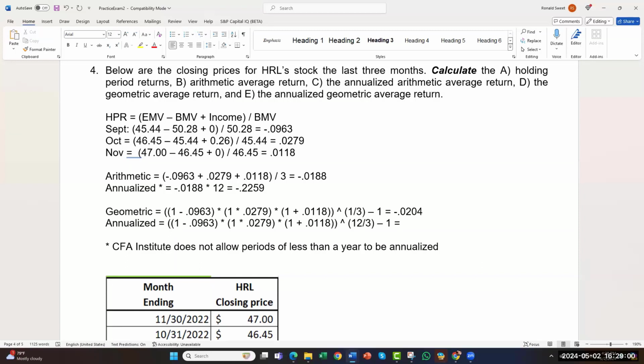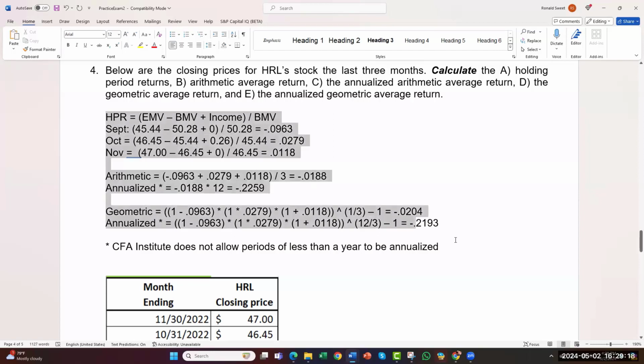This one can be higher or lower than the geometric. I mean, the arithmetic, it doesn't really matter. In this case, it's actually higher, but that's not really key. And the annualize here, same thing. That's where the asterisk goes. All right. So that's all 5 of the numbers we're looking for.